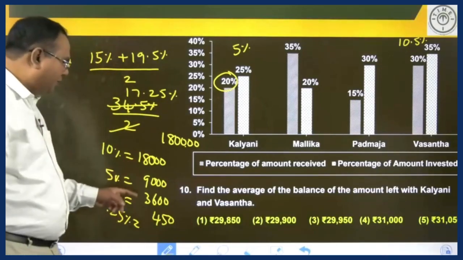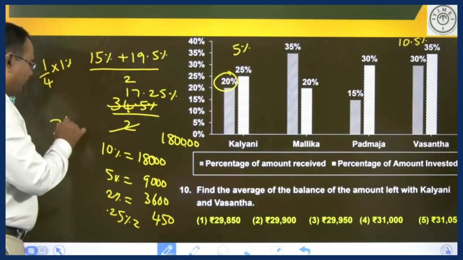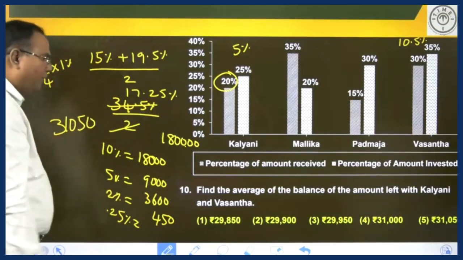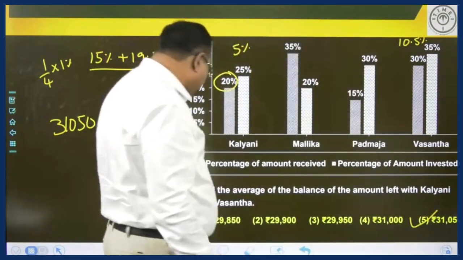You can add 27,000, 30,000, 31,050 rupees. This should be your answer. 31050. 31050 is present in option 5.